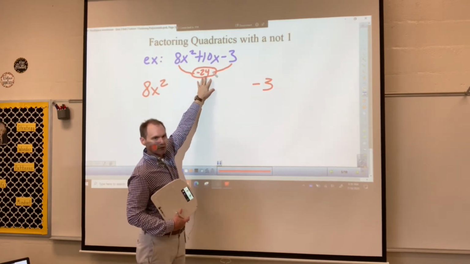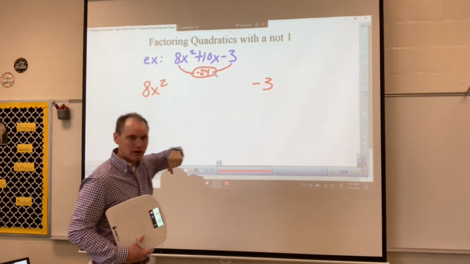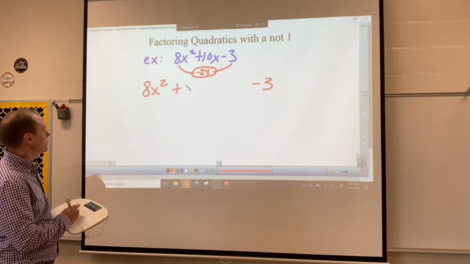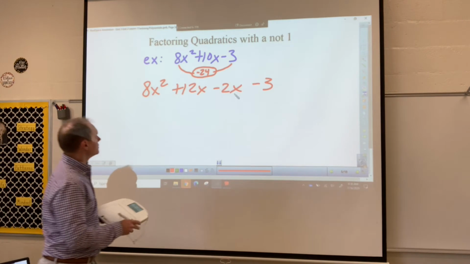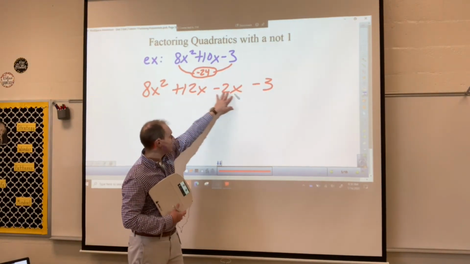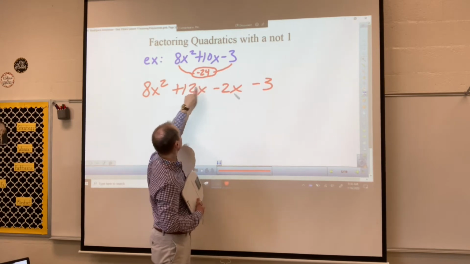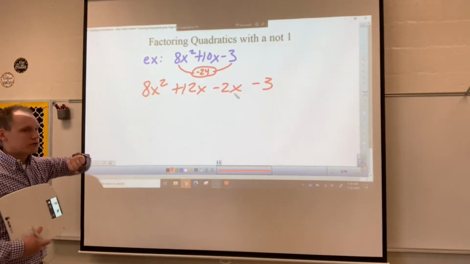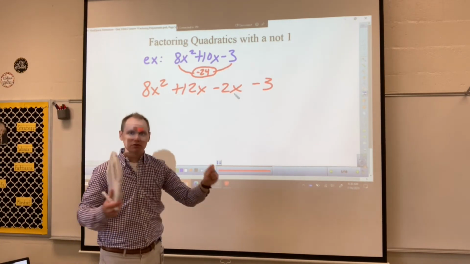So can y'all think of two numbers that multiply to give us negative 24 and add to give us 10? It'd be positive 12 and negative 2. Let's test it. Do those add to still give us 10x here? Yes. And do 12 and negative 2 multiply to give us negative 24? Yes. So those are the precise two terms that we wanted to separate it into.